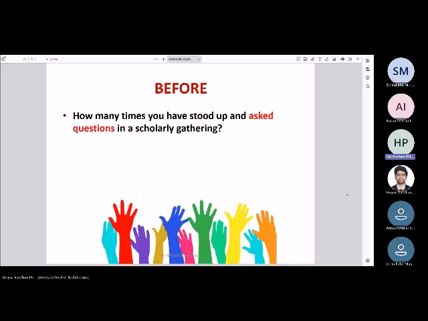The next is, how many times have you stood up and asked questions in a scholarly gathering? See, asking questions is a habit for many children, especially if they are brilliant. They want to test their teacher in the classroom. It happens from first standard onwards, or sometimes in KG also, that you get up and ask a question to sort of trouble the teacher. But then here you are troubling yourself if you don't ask the right kind of question, because this is something which you have to experience.